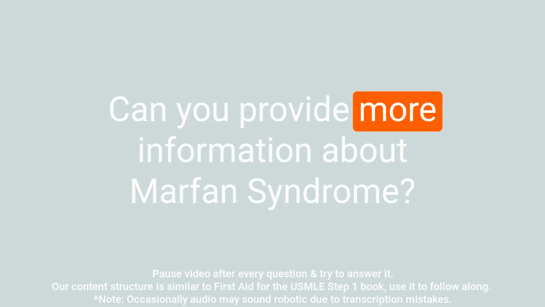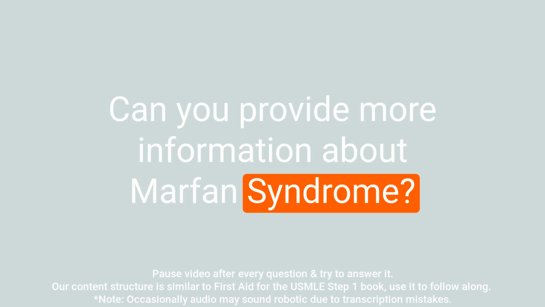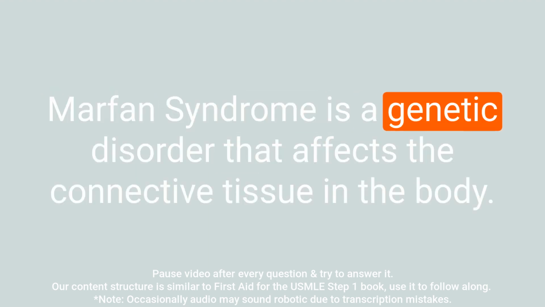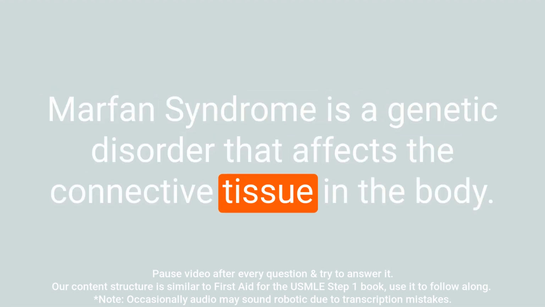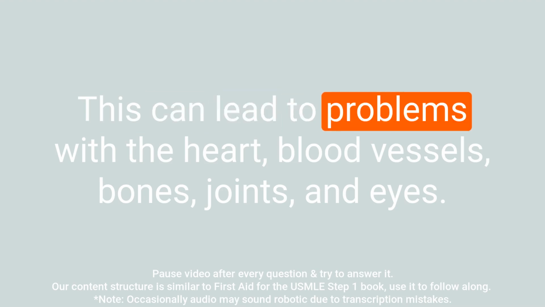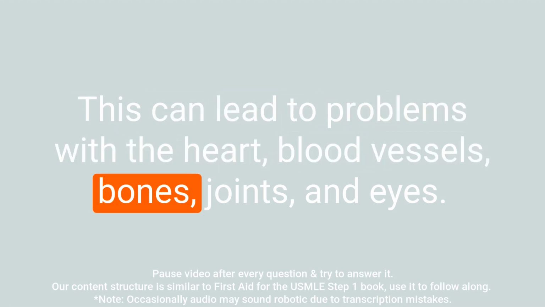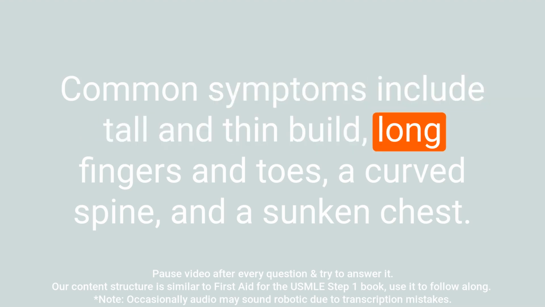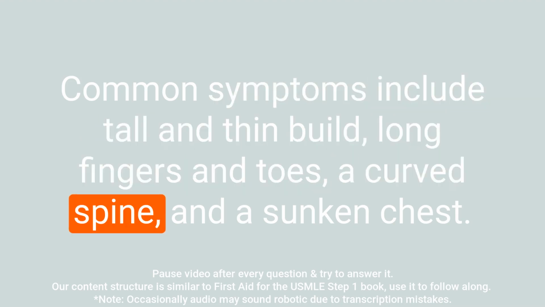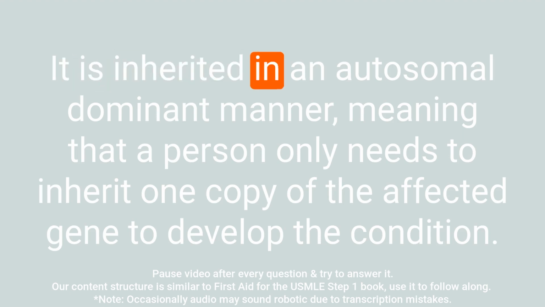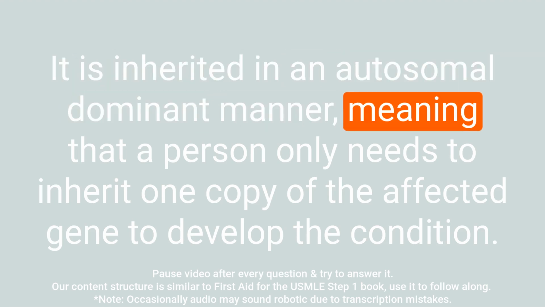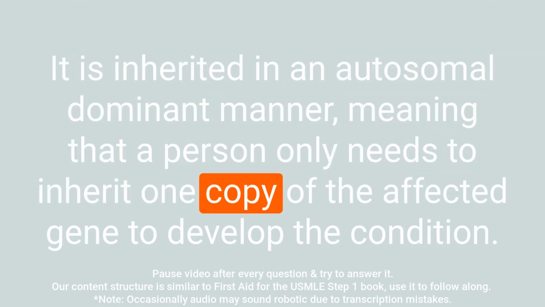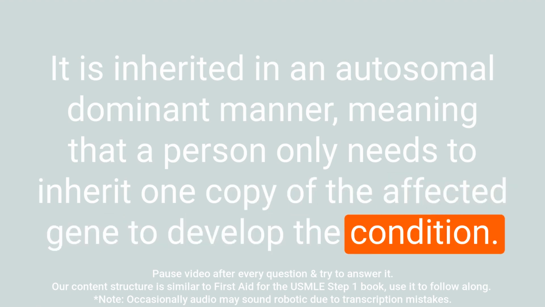Question: can you provide more information about Marfan syndrome? Answer: Marfan syndrome is a genetic disorder that affects the connective tissue in the body. This can lead to problems with the heart, blood vessels, bones, joints, and eyes. Common symptoms include tall and thin build, long fingers and toes, a curved spine, and a sunken chest. It is inherited in an autosomal dominant manner, meaning that a person only needs to inherit one copy of the affected gene to develop the condition.